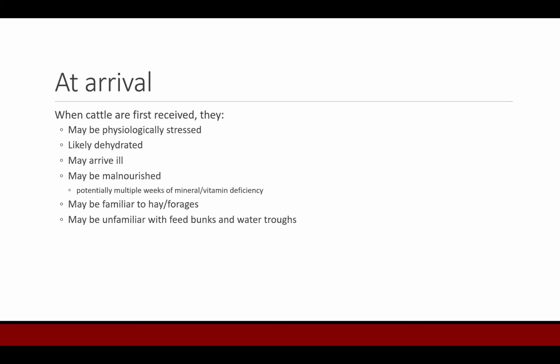So they're being introduced to a new environment. We're expecting them to know how to eat and interact in that environment and how to drink water in that environment. And this whole process from transporting to being commingled to being placed in this new environment can cause a lot of physiological stress.